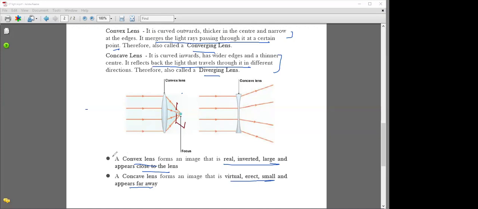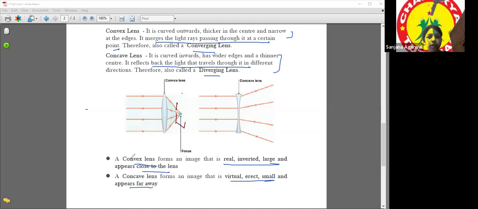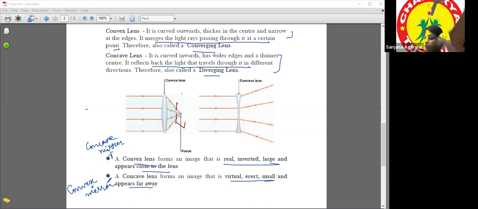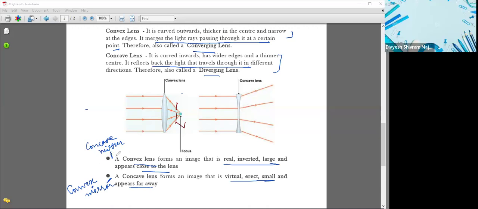So you can clearly see they have opposite natures. A concave lens is similar to a concave mirror. I'm not saying the same. In most cases, the nature of the image formed by a convex lens is the same as that of a concave mirror. And for a concave lens, most cases are similar to that of a convex mirror. Note this down. Okay, ma'am.